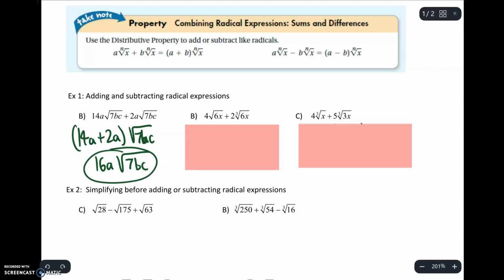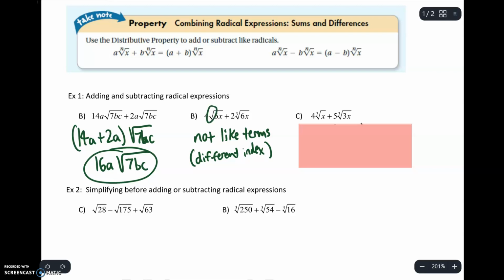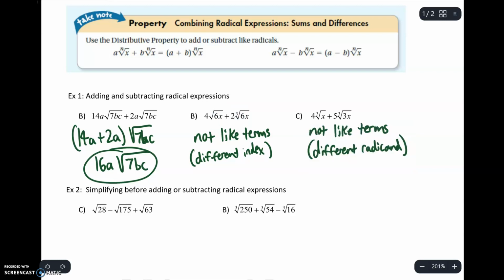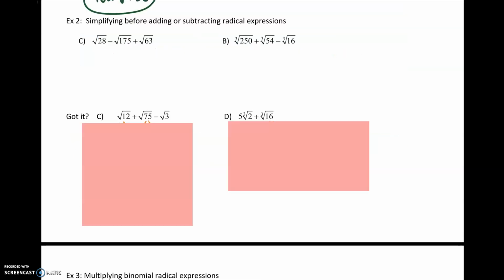If I was to try that with the second example, feel free to try to work ahead on these next two as well. It looks like these are actually not like terms because we have a different index for those. I have a square root for the first and a cube root for my second term. And if I was to try it again on part C, it looks like we run into a similar issue, except this time the index matches, but we still see that the radicands, x and 3x, aren't the same, so these are also not going to be like terms, and we're not going to be able to add those two.